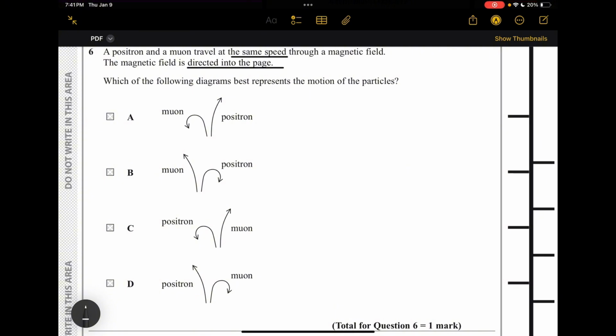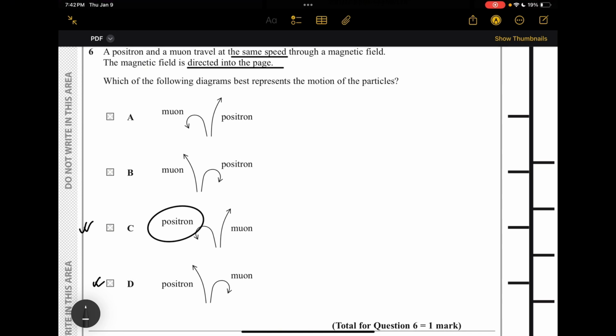Now, as the magnetic field is directed into the page, if you put your first finger into the page and your second finger upward, you can see that the force is on the left. As the force is on the left and a positron is a positively charged particle, its force will be in the same direction as the motion. So we can say our answer is between C or D.